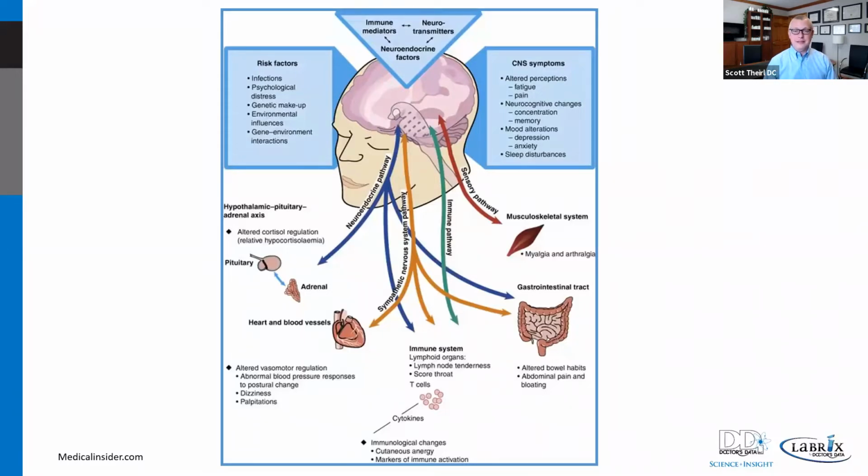The neat thing about this is that no matter where you start, neurology, endocrinology, or immunology, they all play off of each other. So when you watch the very top of this picture, you have your immune mediators, you have neurotransmitters, and you have endocrine or neuroendocrine factors. And it's a circle, or in this case, a triangle, if you will.